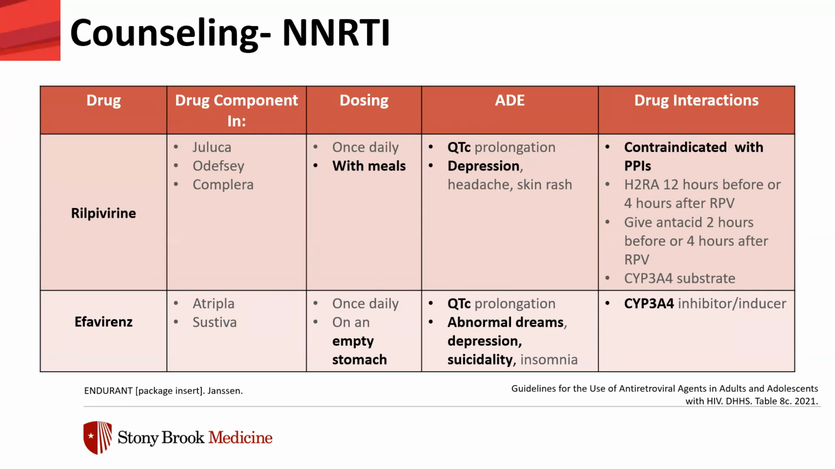Now focusing on efavirenz, it's a drug component found in Atripla and Sustiva. Atripla used to be a first guideline recommended therapy for our treatment naive patients. However, it has since been removed, and that can be attributed to the adverse effects they were seeing. Those adverse effects being QTc prolongation and these weird abnormal dreams, depression, and increased risk of suicidal ideation. Efavirenz is also a major CYP3A4 inhibitor and inducer, so checking for drug interactions may be very important.